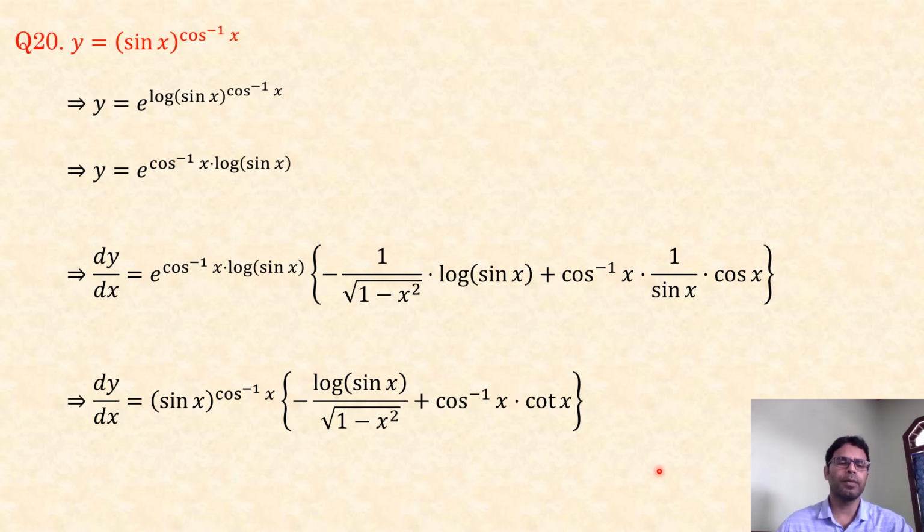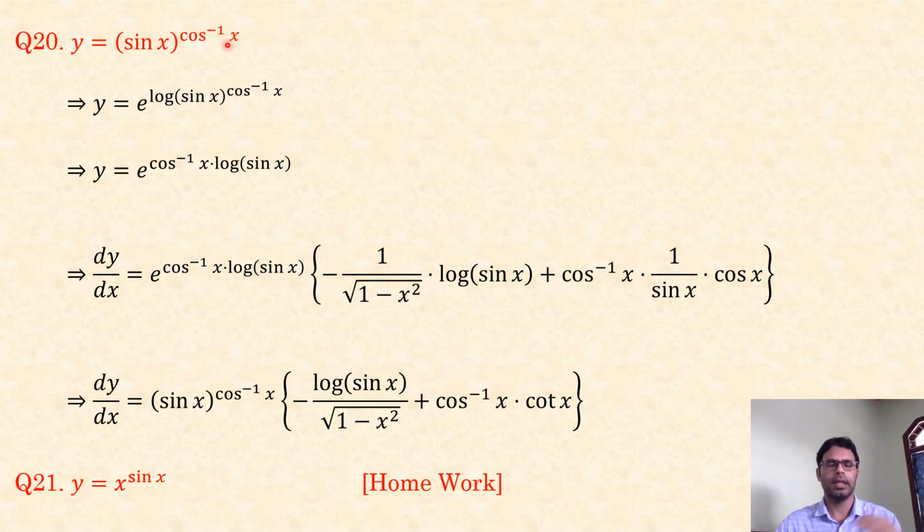And one homework for you, y is equal to x to the power sin x. So you may use this method, or you may use the usual method by taking log on both sides. Log of y is equal to, on the right side it will be cos inverse x into log of sin x, then differentiation, then take the cross product of y on the right hand side, then use the value of y is equal to sin x to the power cos inverse x on the right hand side. That will also give the answer.